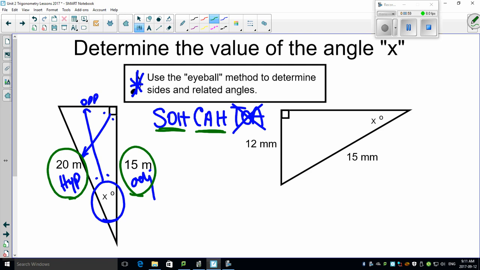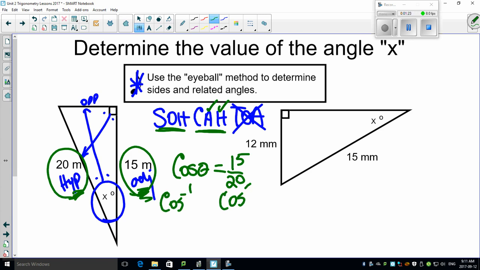Check this out. For example, since we have adjacent, we have adjacent. And since we have hypotenuse, we have a hypotenuse. So that automatically means we are trying to find cosine. Okay, and we're going to use cosine. So adjacent over hypotenuse is 15 over 20. Then all you have to do, remember, is just do cos minus 1 to each side, just like we did with tangent, to cancel that guy out to give us what the angle is worth.